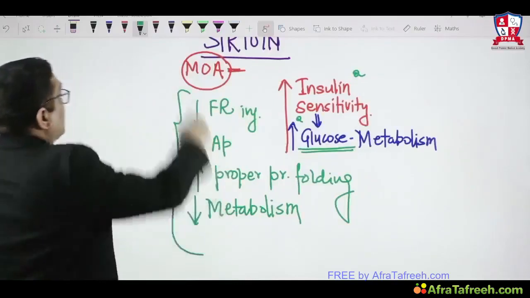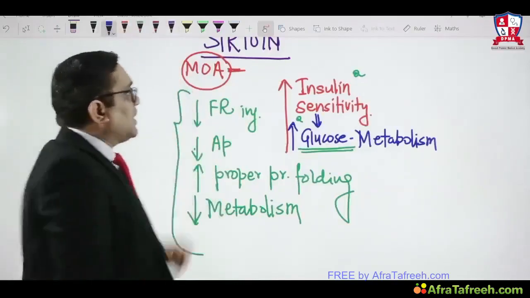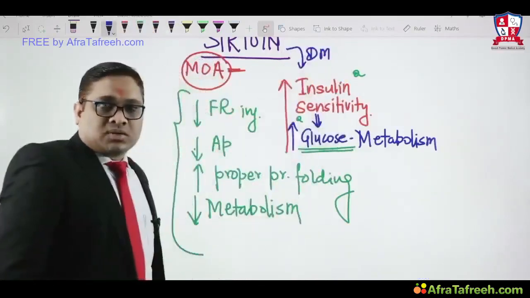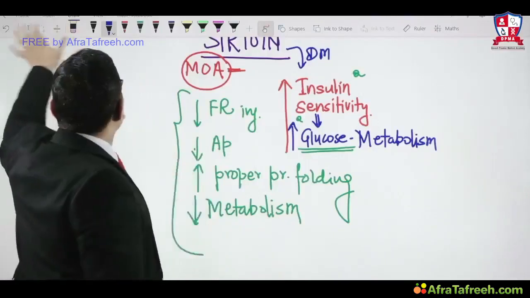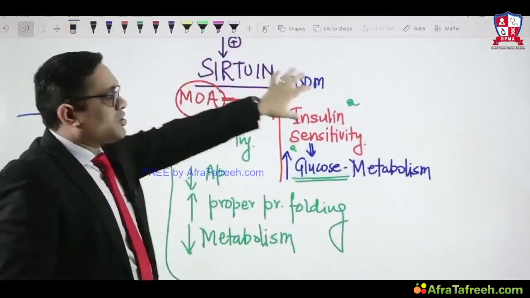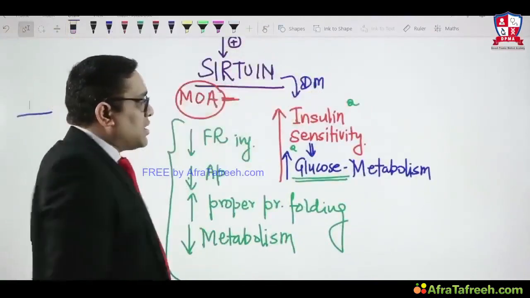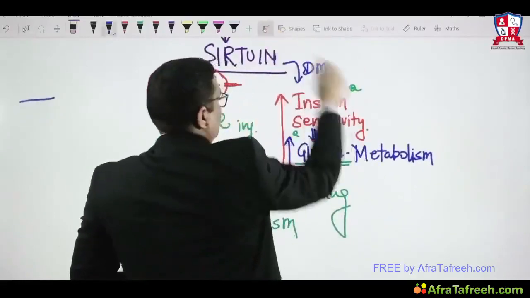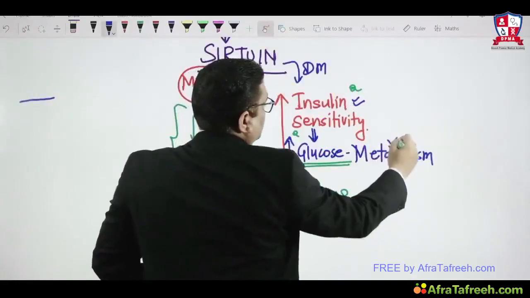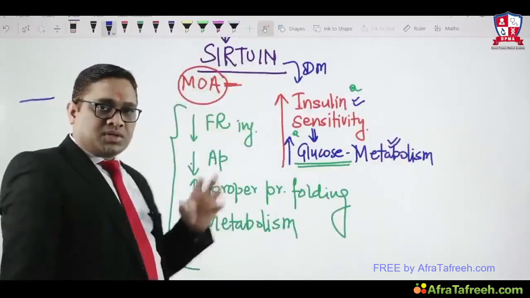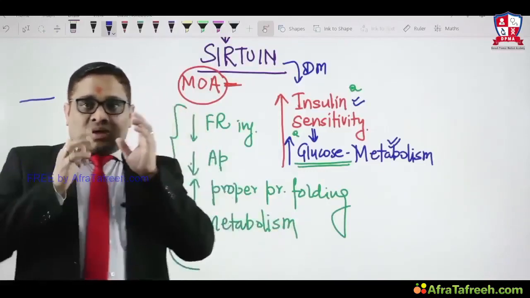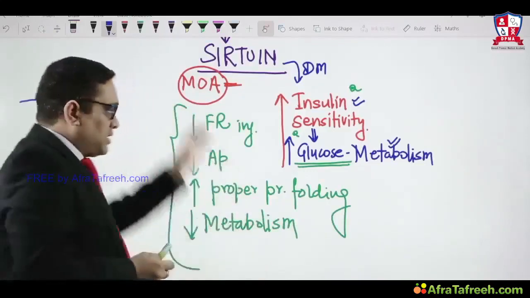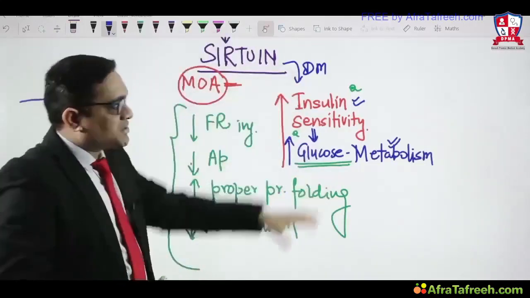That is why sirtuin is a very interesting topic for endocrinologists, because now they feel they can treat diabetes mellitus. There are many pharmacological trials trying to prove that sirtuin can cure diabetes mellitus if it can be induced, because sirtuin will increase insulin sensitivity and this will increase glucose metabolism. So this is the impact of sirtuin. Calorie restriction is the most effective method to prolong our lifespan, by inducing sirtuin, and this is the mechanism.